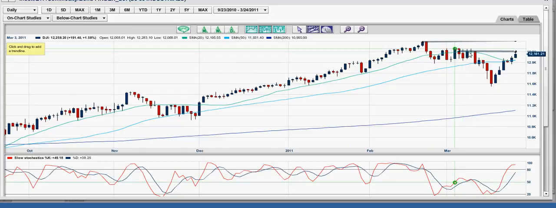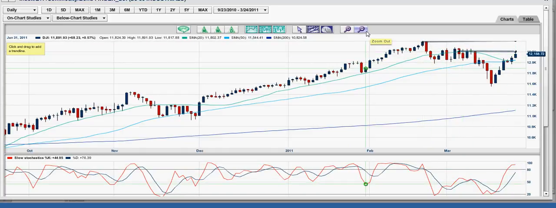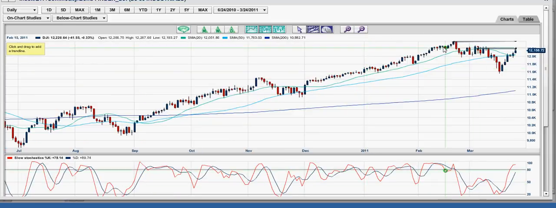Next, I want to point out that we have some resistance at 12,200, and following that, we have some resistance at 12,400. So pretty much, you got to keep that in mind.